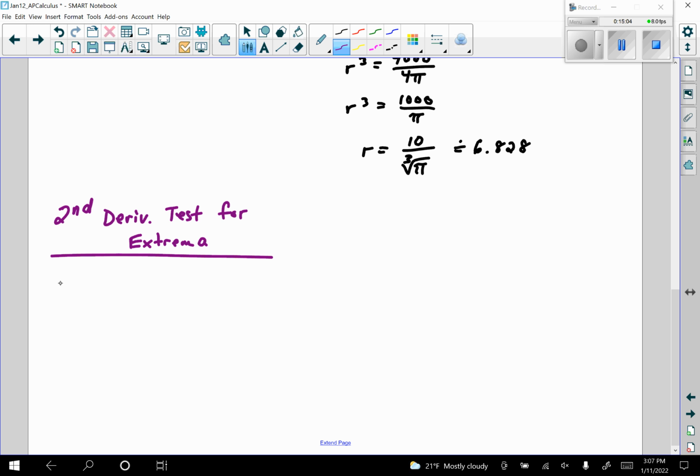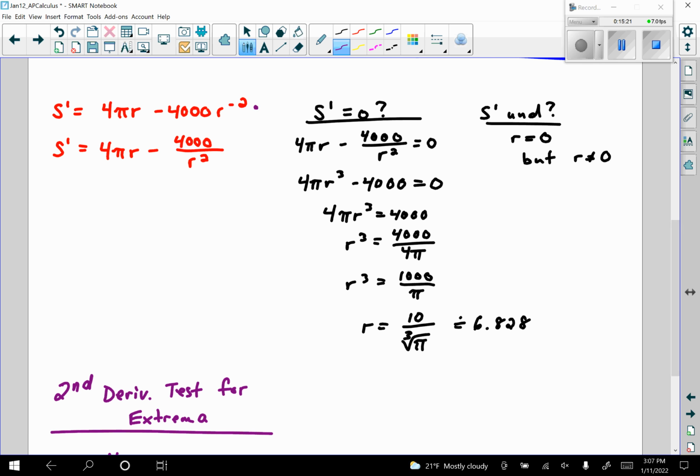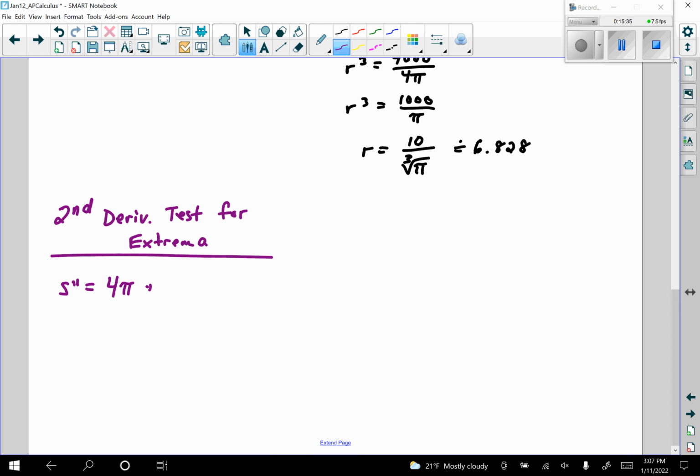All right, so our second derivative, so if we're looking at the 4 pi r, it's just going to become a 4 pi. And then we have that minus 4,000 times r to the negative second. So just to go back up to this spot right here. We just took the derivative of this first term, which would just be 4 pi. If we brought down the negative 2, we would get a positive 8,000 r to the negative third. So this becomes 4 pi plus 8,000 over r cubed.